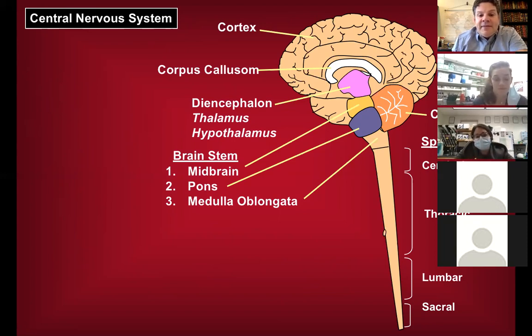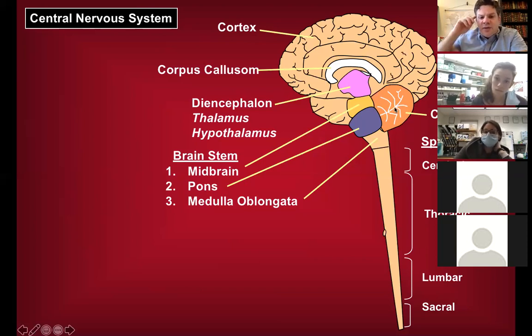Okay, and then below this we have the thalamus and hypothalamus. Hypothalamus, you'll see quite a bit in thermal regulation. In an immunology textbook, the hypothalamus is the only brain region ever mentioned. The cerebellum, which is sort of the fine motor control, is here. And then we have the brainstem, and there are 3 sections of the brainstem.